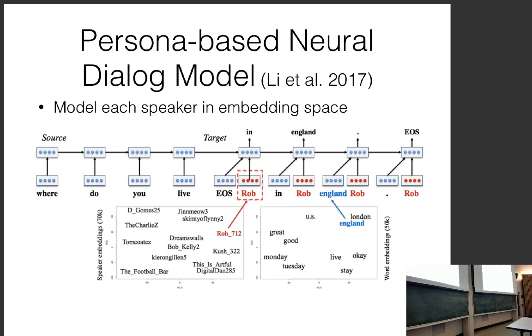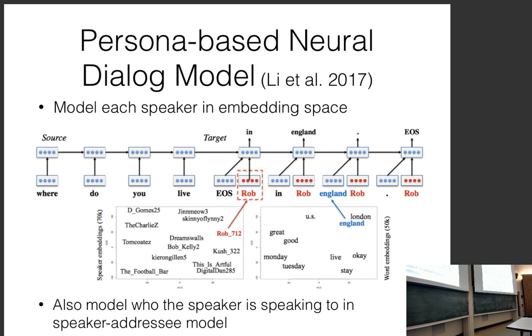So you have the speaker embeddings and you have the word embeddings, and you just feed both of them as input into your model. They also have a speaker addressee model. So the idea being who the speaker is speaking to. So then you feed in both the embedding for the speaker and who the person is speaking to. So this might give an example of the difference between me talking to the students in this room, to whom I talk about neural networks, and me talking to my daughter, who I talk about toys and poop and stuff.